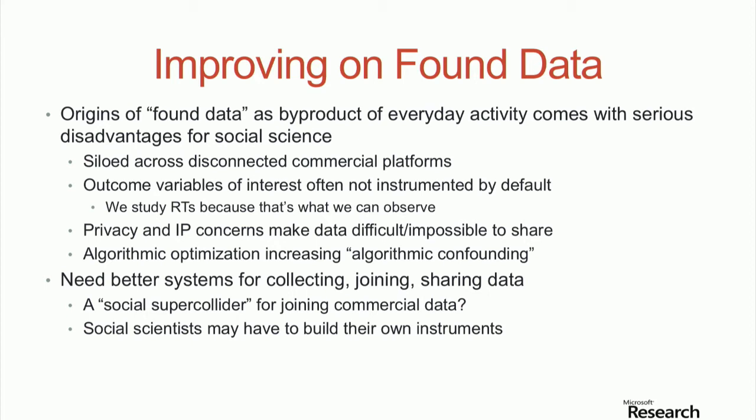And then a final point is that a lot of these systems, because they're designed to engage people rather than to help social scientists, are increasingly optimized by algorithms. So when you click on something on Facebook now, is it because your friends thought that you would like it, or is it because Facebook's news rank algorithm thought that you would like it? And how does that change the kind of inferences we can make when we observe this data? So, point one is we need better systems for generating observational data. And maybe that means we have to work more with industry to join data that's available. Or maybe it means social scientists have to go build their own instruments like the physicists do.